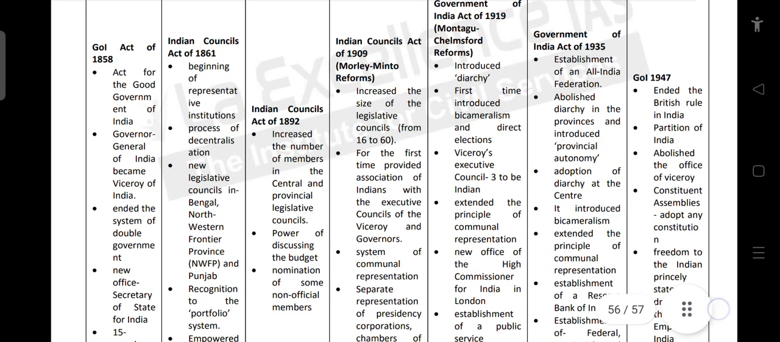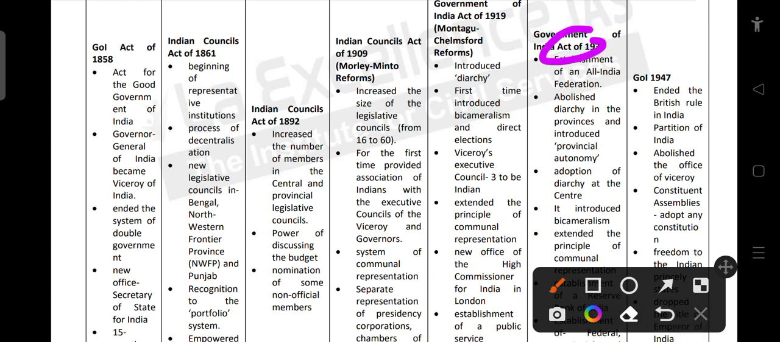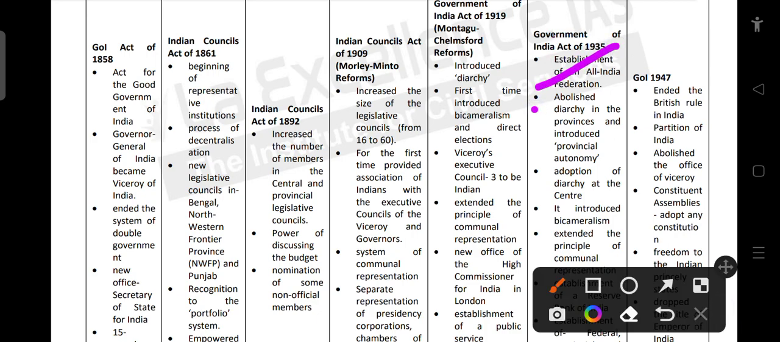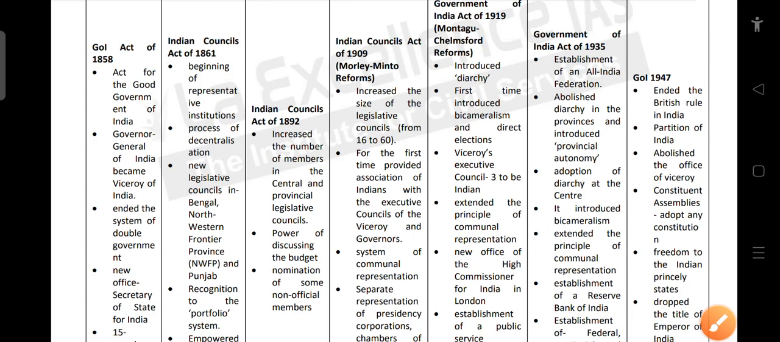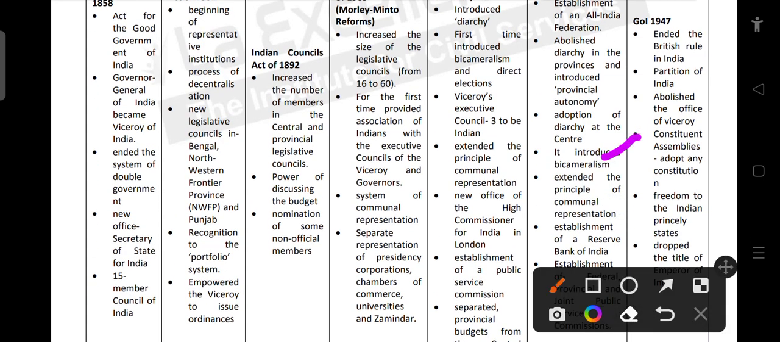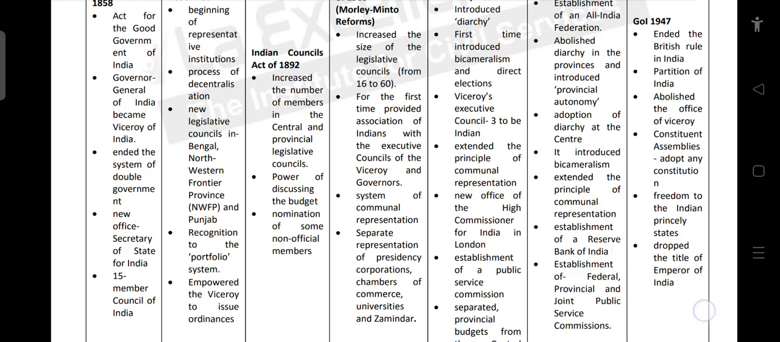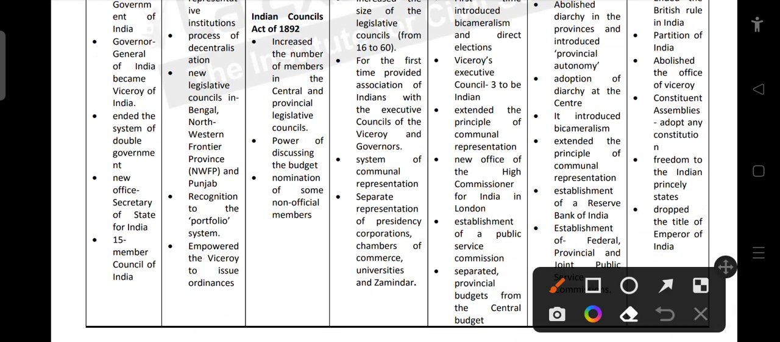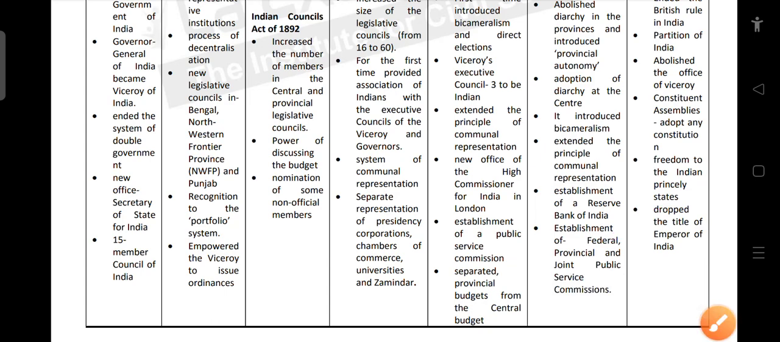And then the Government of India Act 1935. The basic structure of our constitution was derived from or inspired by this particular act. Establishment of the All India Federation; it abolished diarchy in the provinces and introduced provincial autonomy. Adoption of diarchy at the center. It introduced bicameralism, extended the principle of communal representation, and established the RBI. So the RBI was established under this particular 1935 Act. Establishment of federal, provincial and also joint public service commissions.